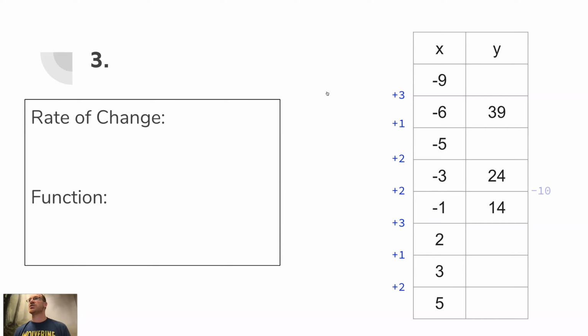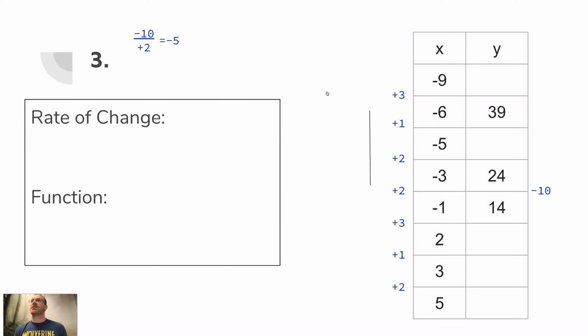So let's look at that change of y. So notice when I go from 24 to 14, I go down by 10. So if I look at that ratio, that's -10 to 2, which is -5. So now I need to confirm, okay, is this going to be constant? So now I've got to pick out 2 other cells that I know the information. So in this case, I'm going to look at -6, 39 and -3, 24.